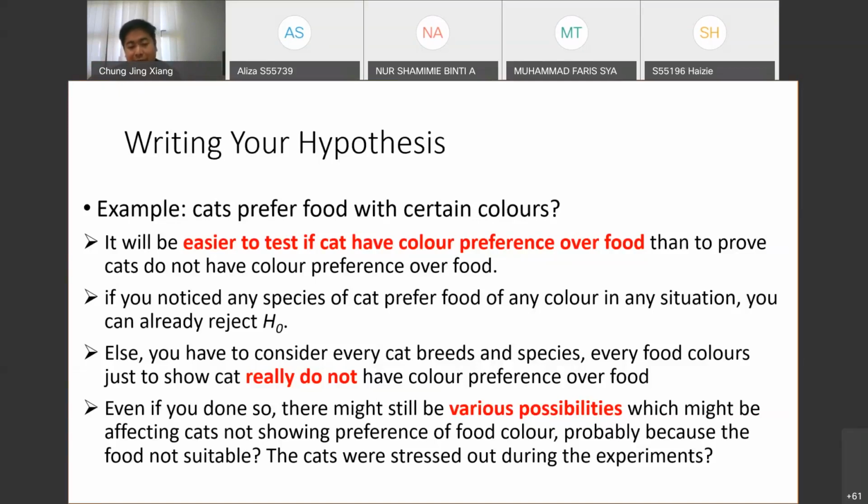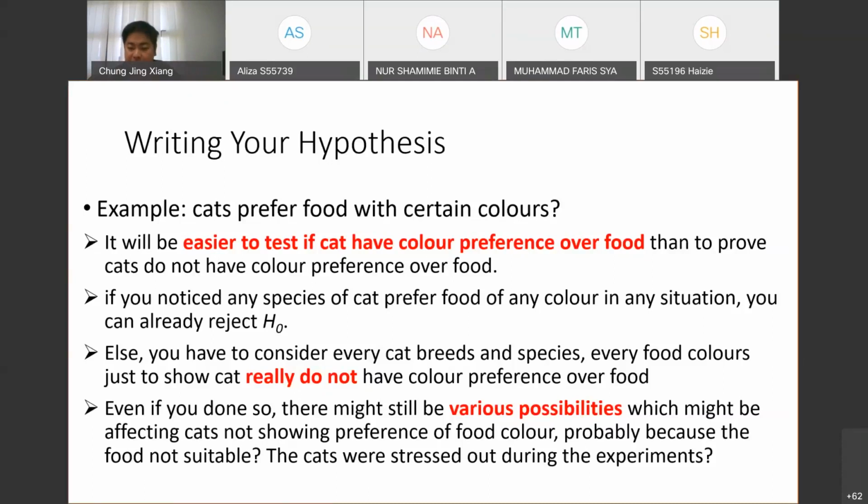So when you want to test if the cat has a preference over any food, we just give the cat any color, regardless of the situation, regardless of the species of the cat. As long as the cat shows that it prefers one color, we can already reject H0. If you want to prove the cat does not have a color preference over food, there are a lot of things you have to consider.